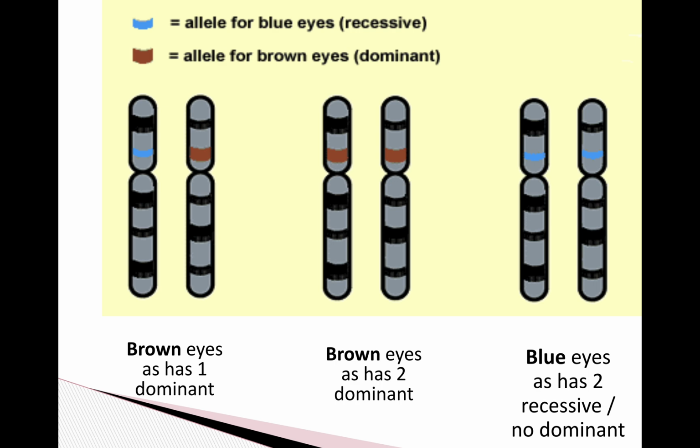So person 1 has blue and brown, but they will be brown-eyed because brown is dominant. Person 2 is easy. They only have brown and brown, so that's 2 dominants, they'll be brown. And person 3 only has blue. Now blue is recessive, but if you have 2 recessives, you'll look blue because they have no dominant.